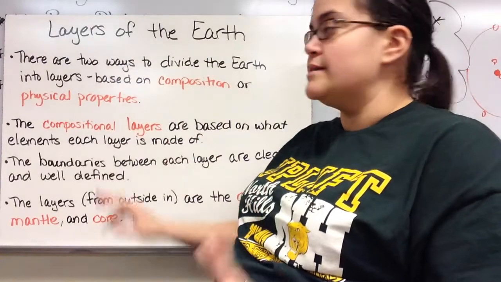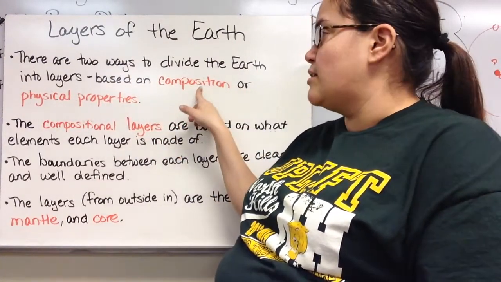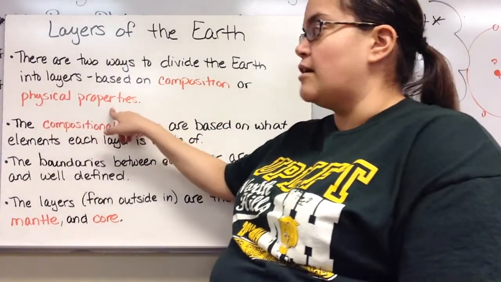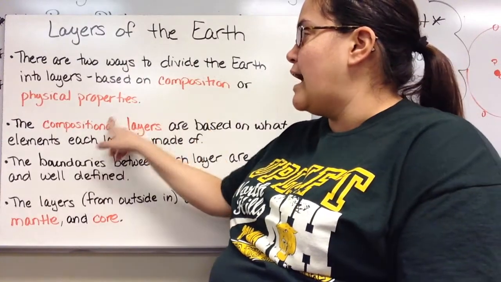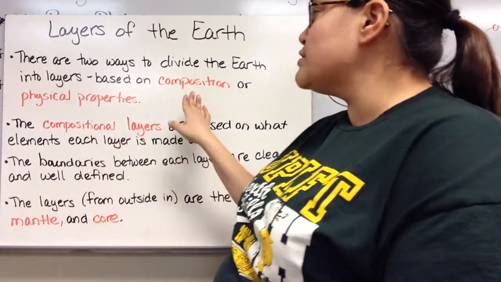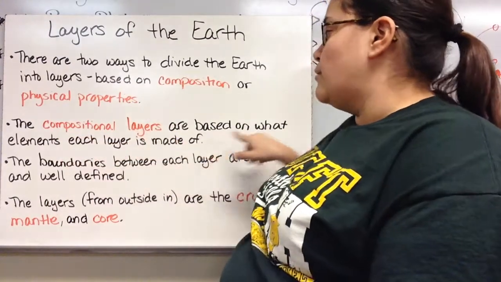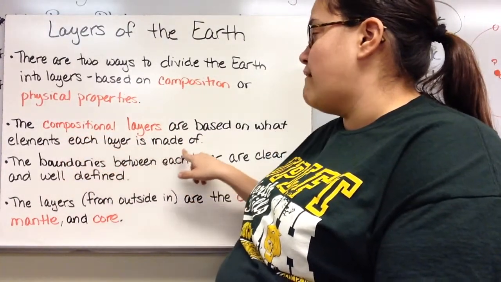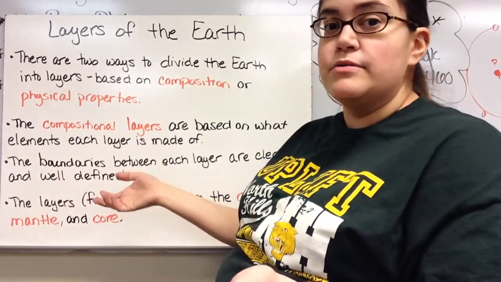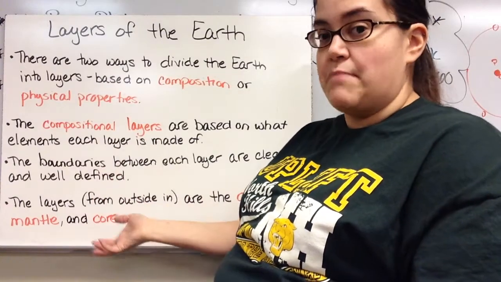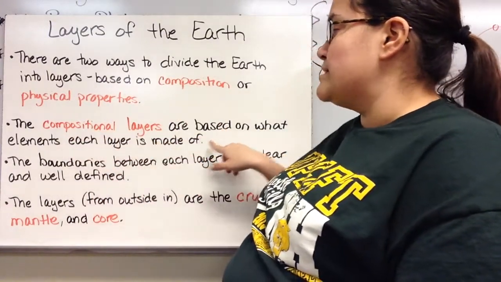There are two different ways to divide the Earth into layers. We can look at the Earth based on composition or based on physical properties. And there's two sets of layers depending on if you're looking at either of these. So the first one we're going to look at is composition. So the compositional layers are based on what elements each layer is made of. So if you ask what is something composed of, you would be saying what is it made up of. So composition or compositional means what's it made of.